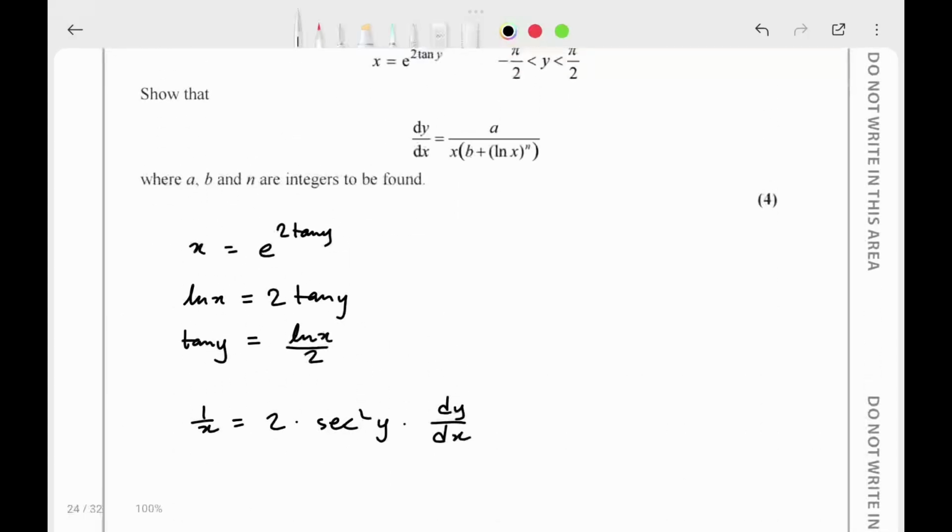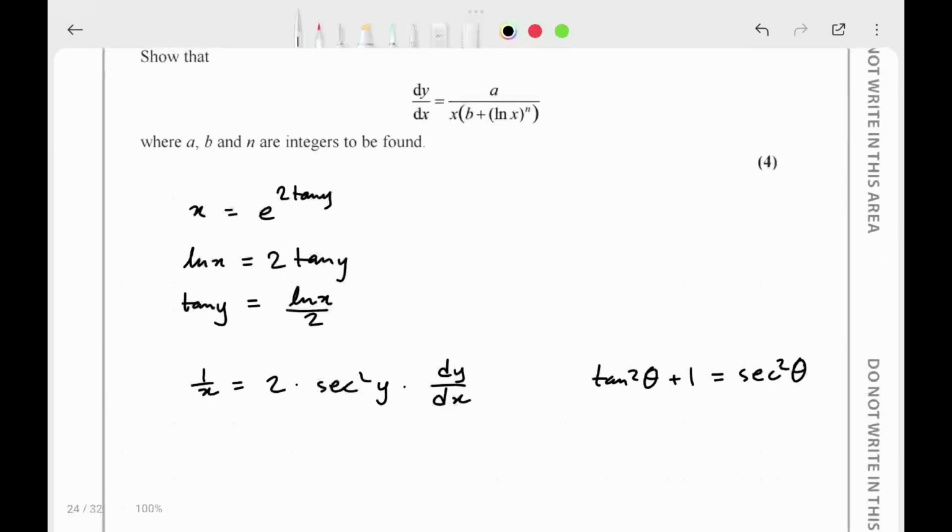And we know that tan squared theta plus 1 is equal to sec squared theta. So this becomes 1 by x multiplied by half multiplied by 1 by 1 plus tan square y. Tan square y is basically ln x by 2 whole squared, which is equal to dy by dx.